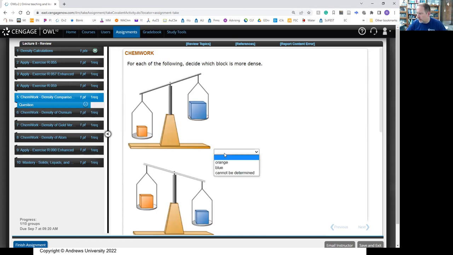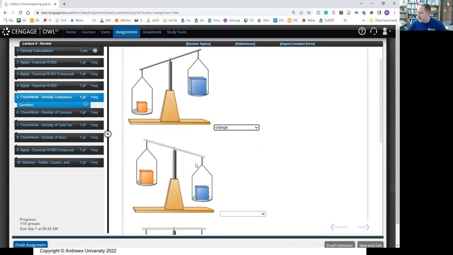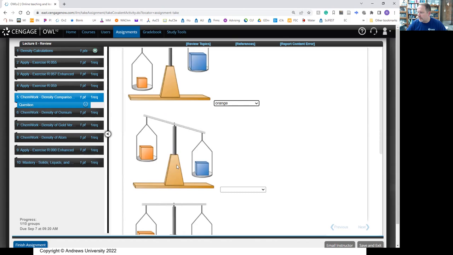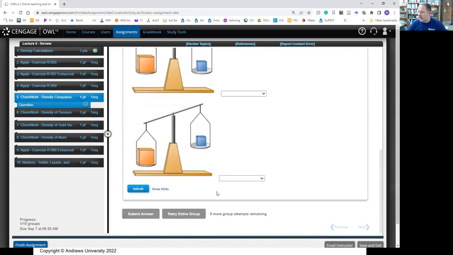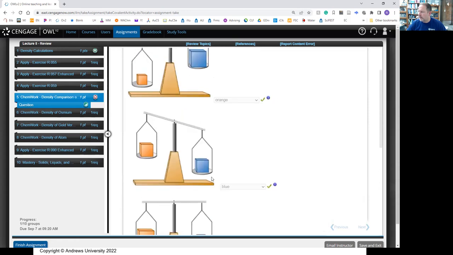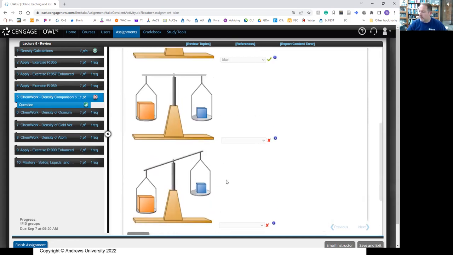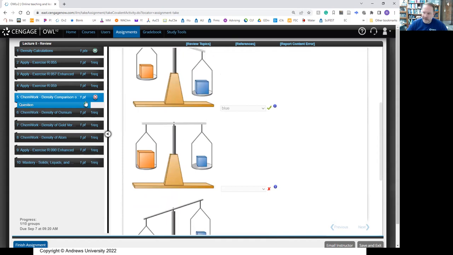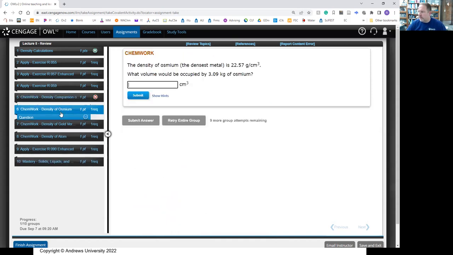I'm going to go with, it says which one's more dense, the orange. And then if things are the same volume by looking at it, but this one's heavier, then I bet the blue one is more dense. So you get to look through some of those pictures. I did a couple of those right, I got a couple wrong, so I got partial credit. Let's go on to the next one.